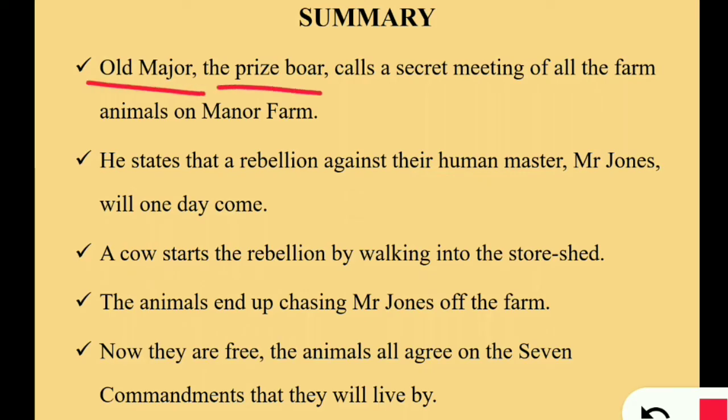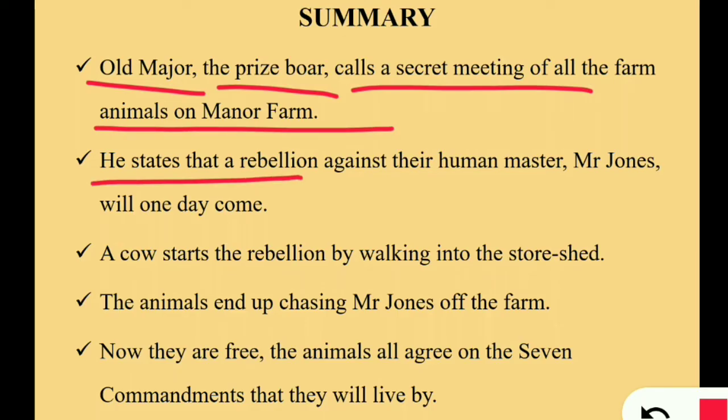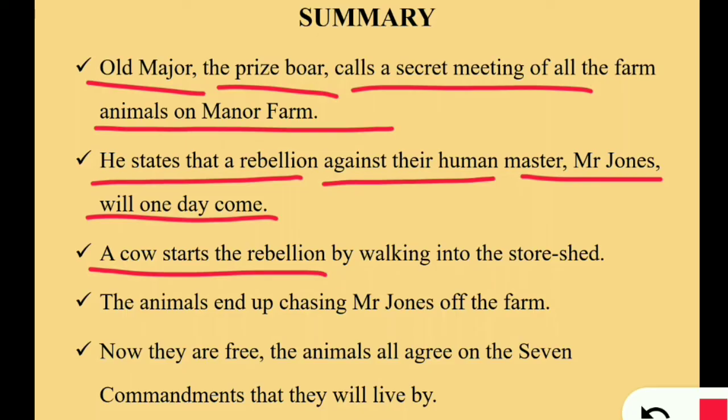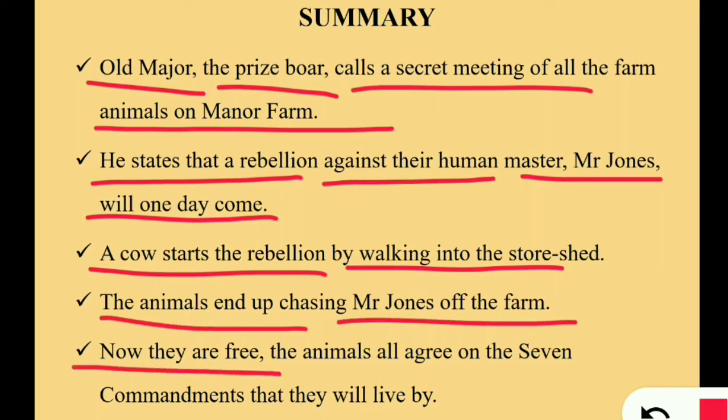Old Major, the prize boar, calls a secret meeting of all the farm animals on Manor Farm. He states that a rebellion against their human master, Mr. Jones, will one day come. A cow starts the rebellion by walking into the store shed. The animals end up chasing Mr. Jones off the farm. Now they are free. The animals all agree on the 7 commandments that they will live by.